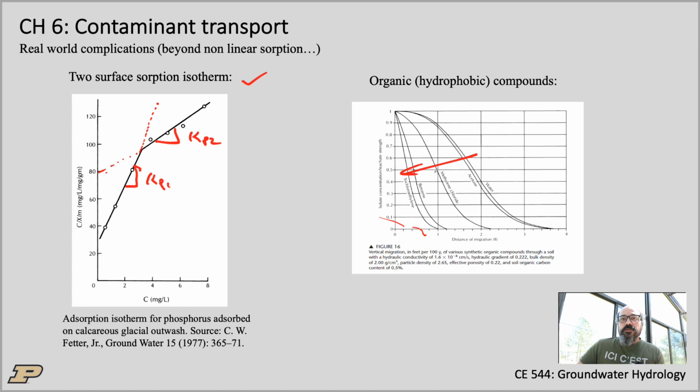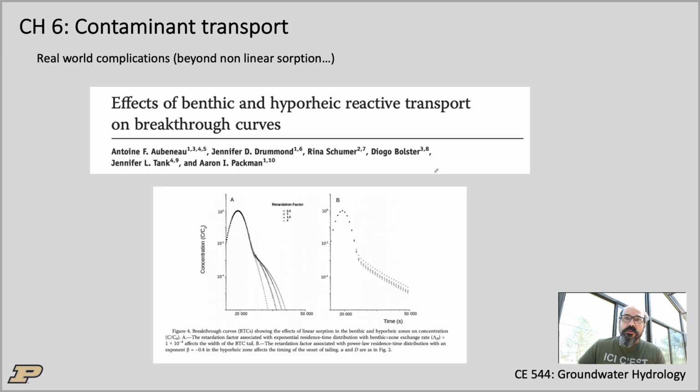Okay, and finally, to bring this back to what I do for a living, what I do for research, this is an old paper of mine showing the effects of hyporheic reactive transport on breakthrough curves. Hyporheic is basically groundwater-surface water exchange. The hyporheic zone is that zone around streams and rivers in the sediment. Rivers flow in alluvium a lot of the time, and there's an exchange of surface water and groundwater at that interface.